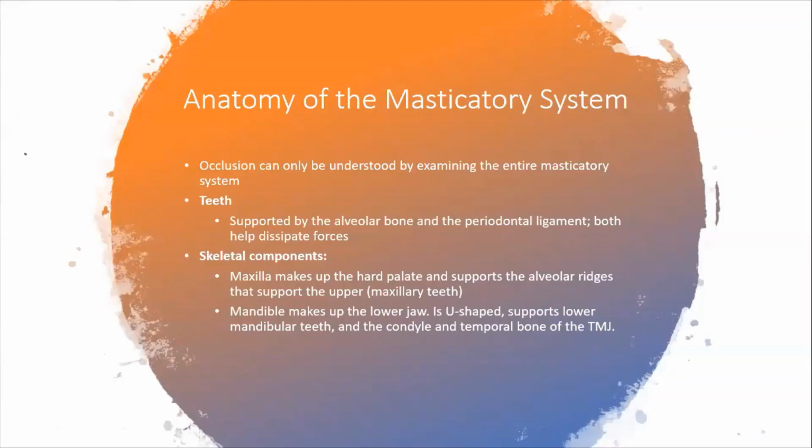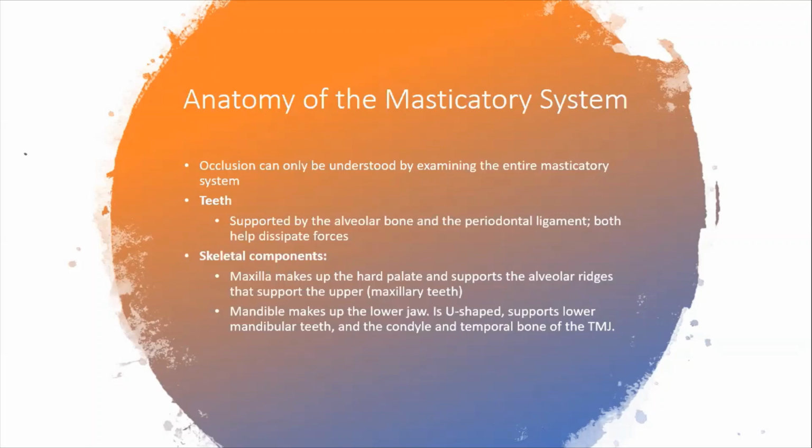All right, so in order to understand occlusion, we kind of have to go through a brief overview of the anatomy of the masticatory system. That includes the teeth, which are supported by the alveolar bone and the periodontal ligament. And these both help dissipate forces. Then we've got our skeletal components.